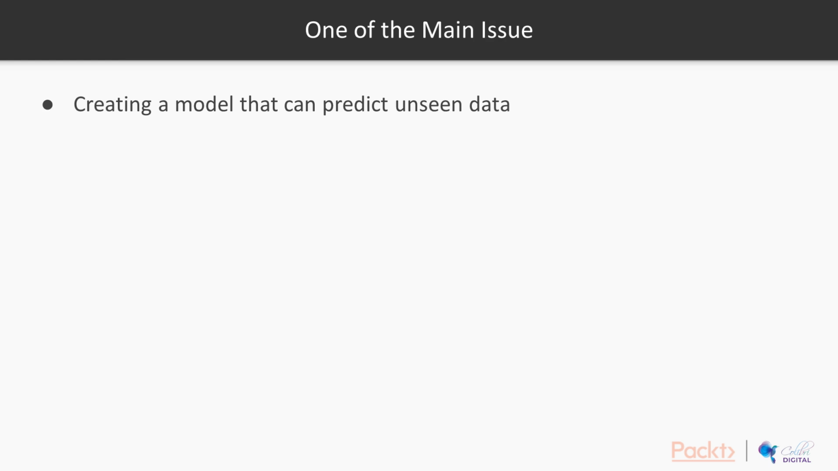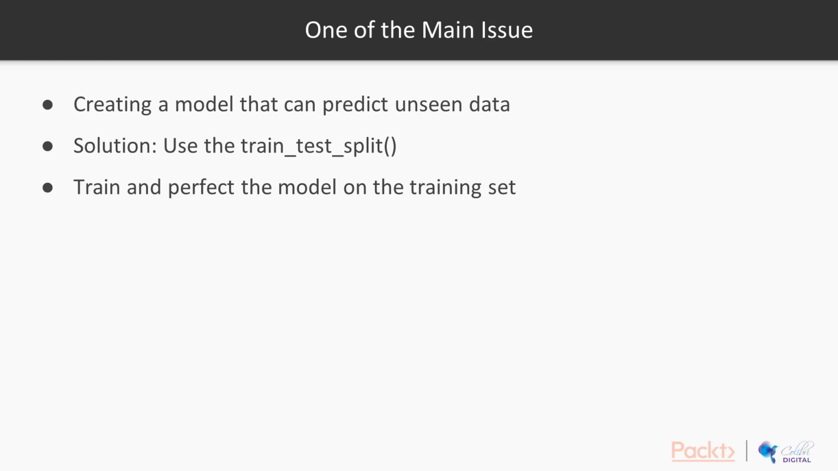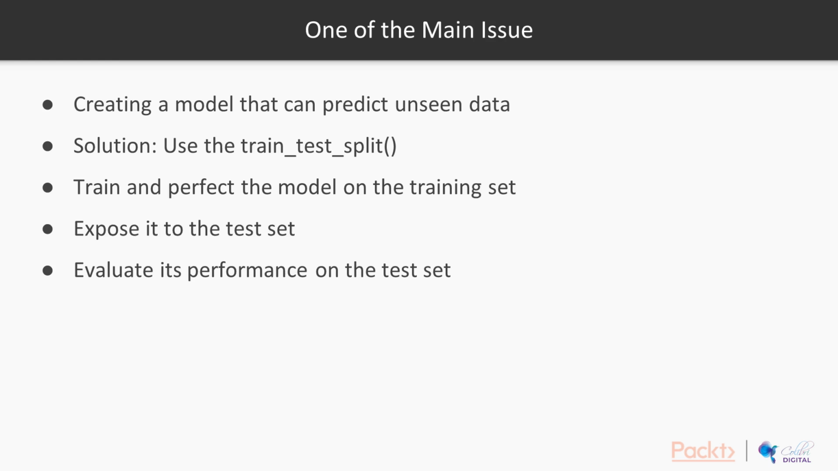But one of the main issues when you are doing machine learning is that creating a model that can't predict unseen data is a problem. To get around this issue, we generally use the train_test_split function to split the dataset into a training set and a testing set. The idea is we'll train and perfect the model on the training set, expose it to the test set which it hasn't seen before, and evaluate its performance on the test set as a proxy for what happens when the model sees some unseen data.